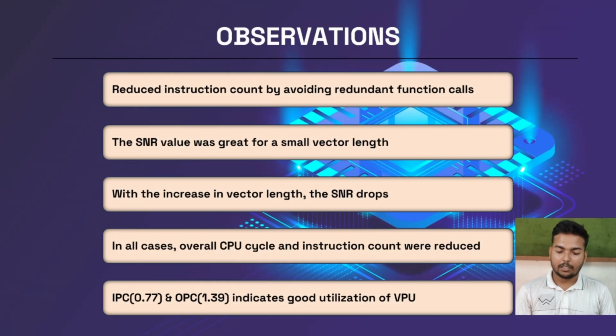In this challenge, our key observations are reduced instruction count by avoiding redundant function calls. The signal to noise ratio value was great for a small vector length. With the increase in vector length, the SNR drops. In all cases, overall CPU cycle and instruction count were reduced. IPC was 0.77 and OPC was 1.39, which indicates good utilization of the VPU.